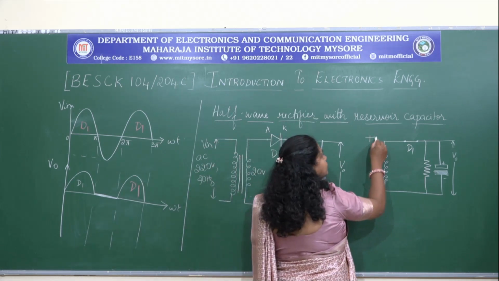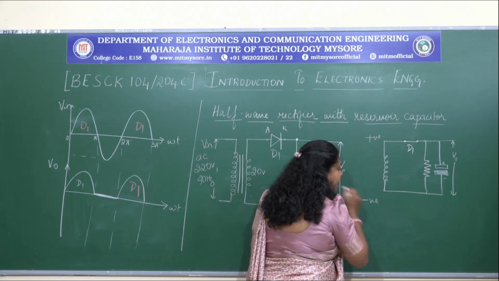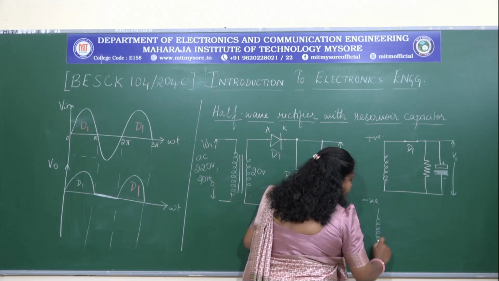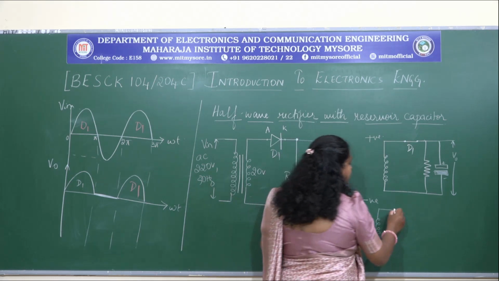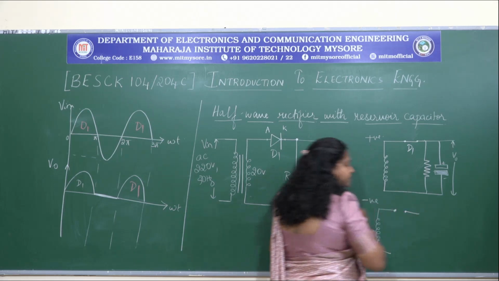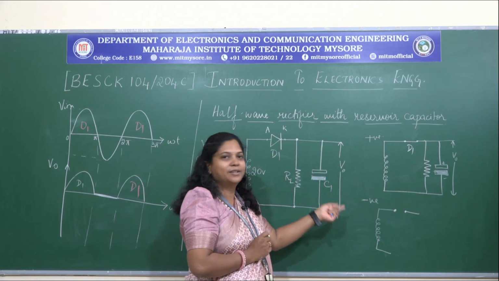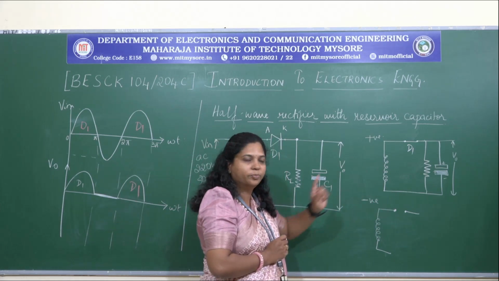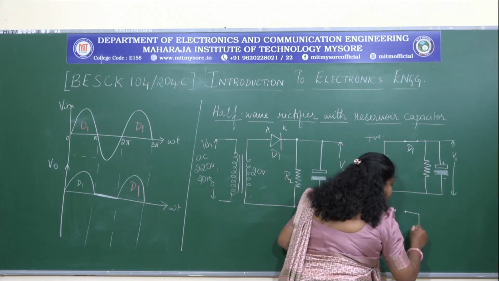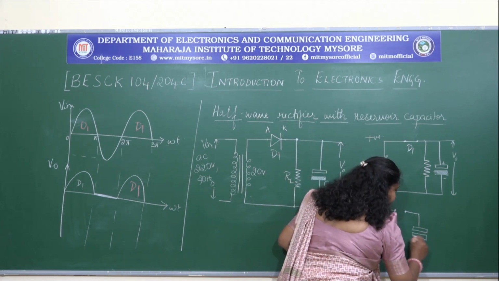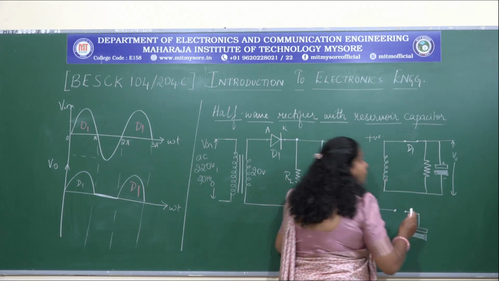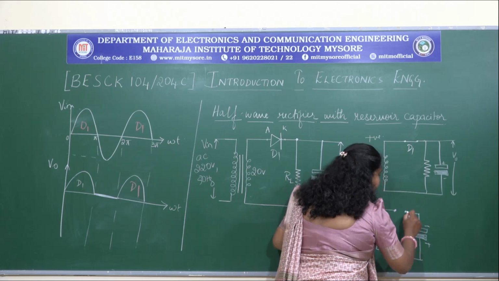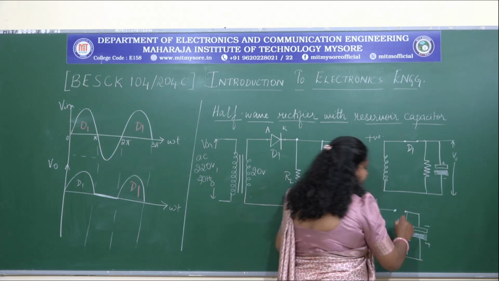Now, this is for the positive half cycle. During the negative half cycle, what happens? This is the secondary side, that is the input side, the secondary terminals of the transformer. The diode is open circuit, because the diode is in the reverse bias condition and there is no path for the current to flow. Now what happens? Whatever charge the capacitor had already stored, it will now start discharging through the resistor.